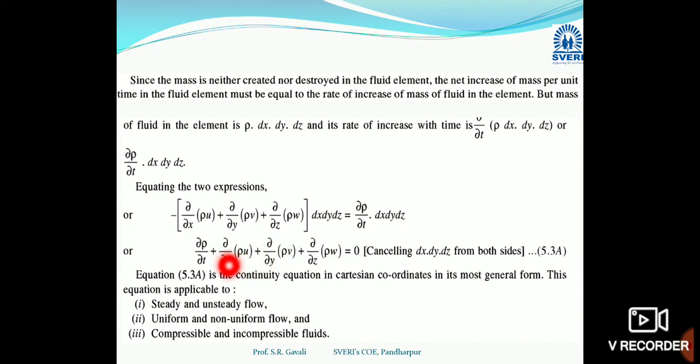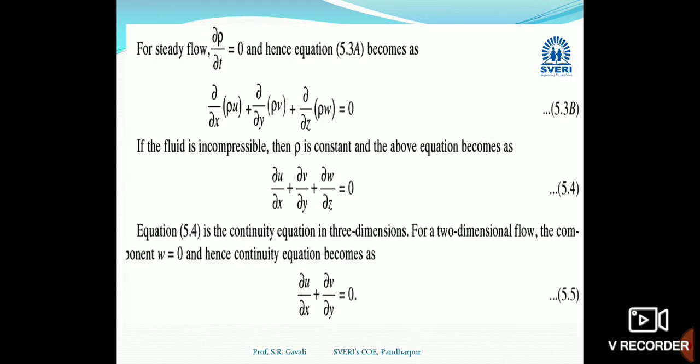Then, if you consider that the fluid is incompressible, in that case this rho we can take outside and the term equal to 0 will get cancelled. Therefore, we can say ∂ρ/∂t + ∂(ρu)/∂x and so on. So this is the general form of the continuity equation, applicable for steady flow as well as unsteady flow, uniform as well as non-uniform flow, compressible as well as incompressible fluids.